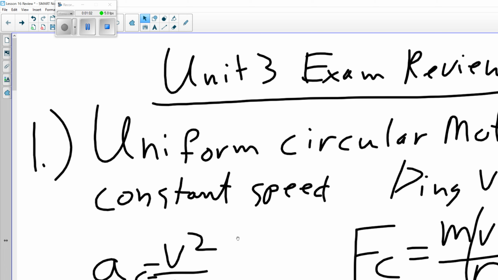Okay, so we talked about how centripetal acceleration was v squared over r, and that centripetal force is really the net force, so it's mass times centripetal acceleration, which is where we get that mv squared over r formula from. That is so important for basically every problem in this entire unit. So definitely expect some multiple choice questions about the principles of uniform circular motion.